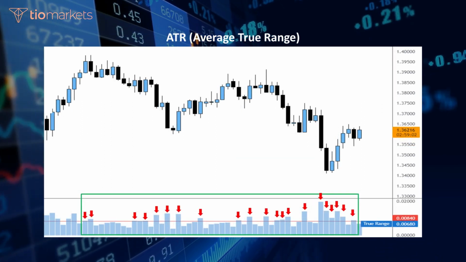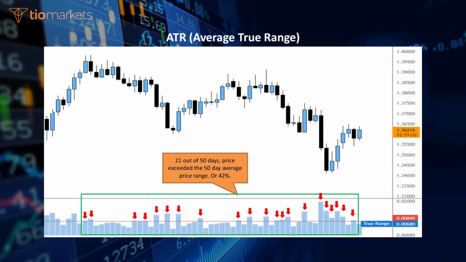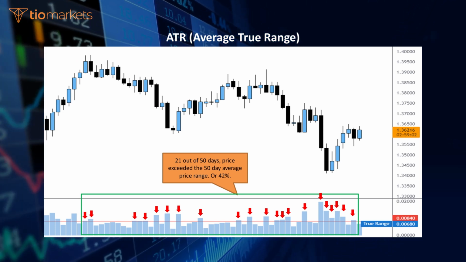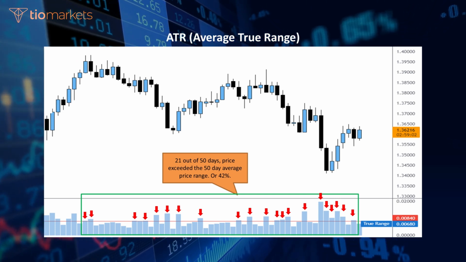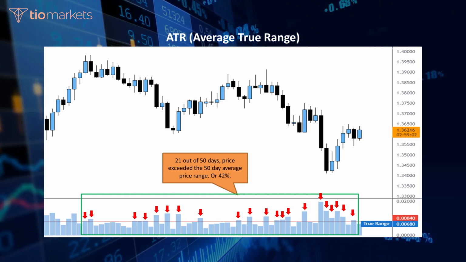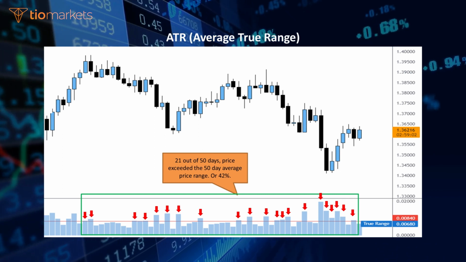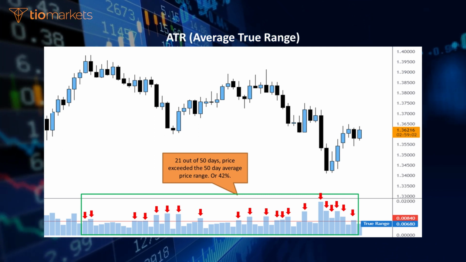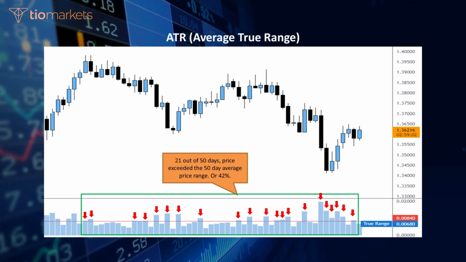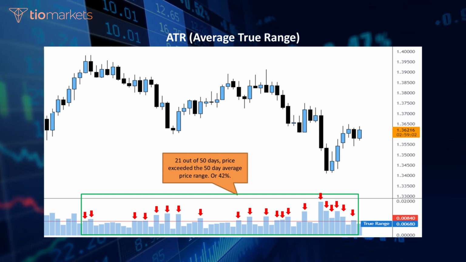Looking back even further to 50 days, the GBP USD's daily price range exceeded the average daily price range only 21 times out of 50, or 42% of the time the price moved above the average. Now that I know what this currency pair is capable of doing and what it might likely do, I can make better trading decisions as the day is unfolding.